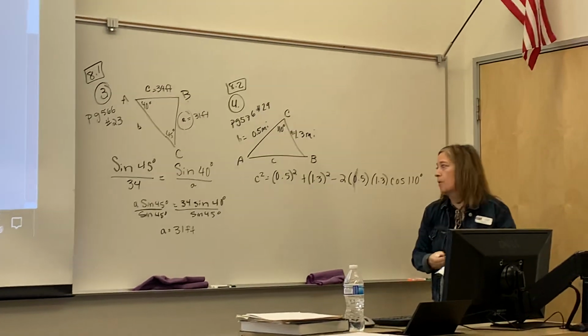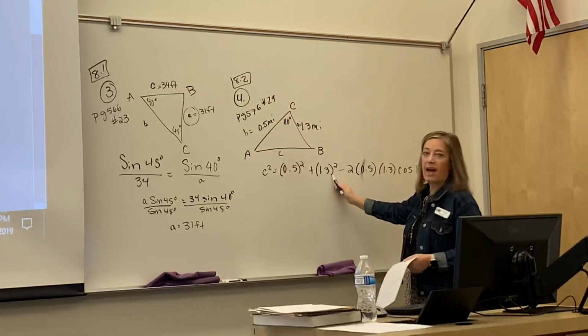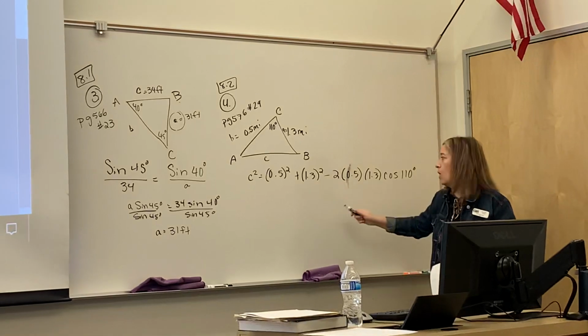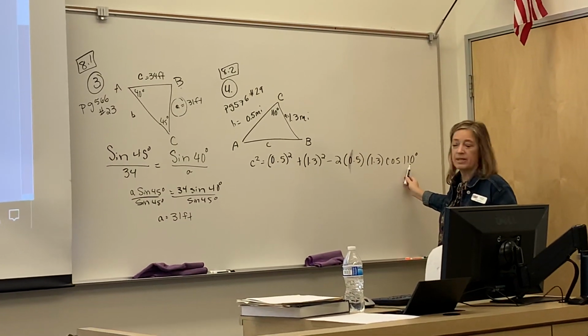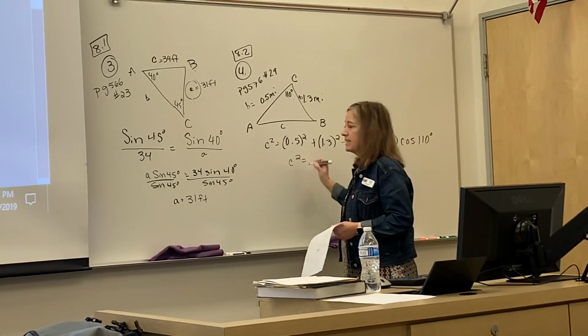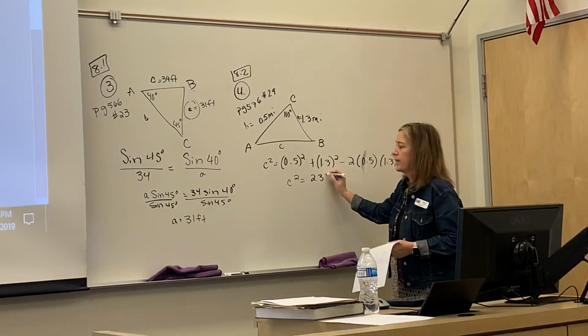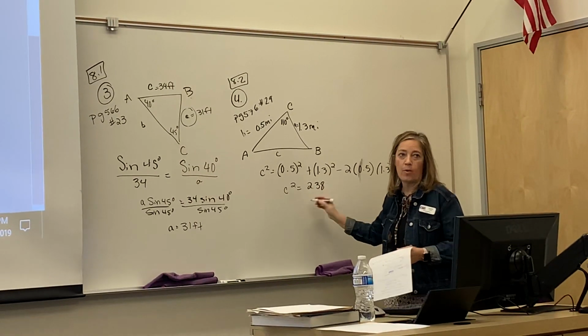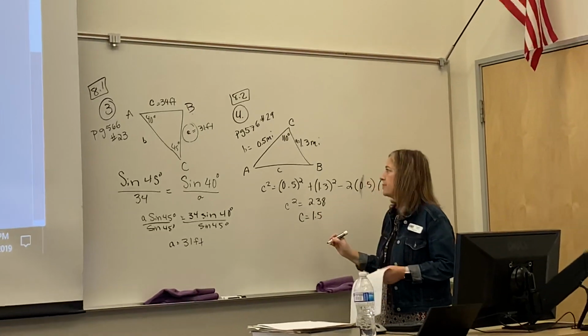Okay, so at this point you can square each of these values. We've done a few of these before. Multiply these together, take the cosine of 110. When you do that, you get the following. You get c squared is equal to 2.38, and then you have to take the square root of both sides, so little c is equal to 1.5.